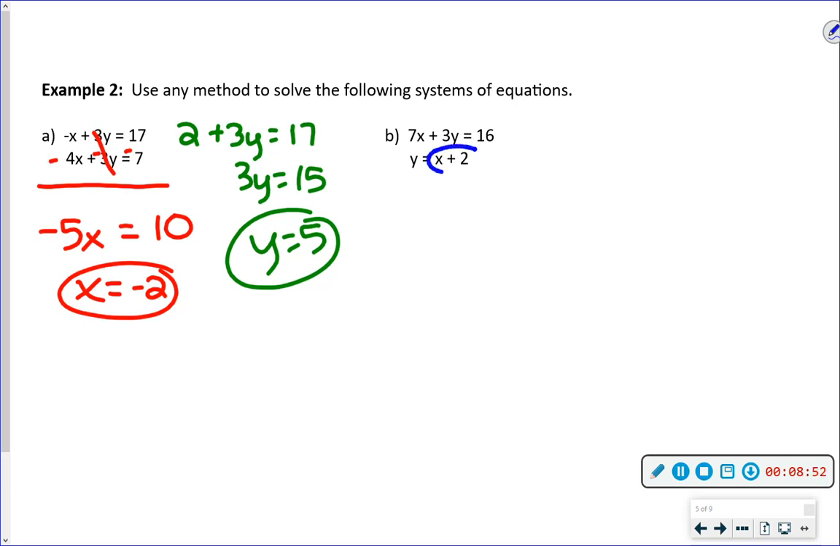We're already solved for y. I'm just going to substitute it in. Boom. We're done.